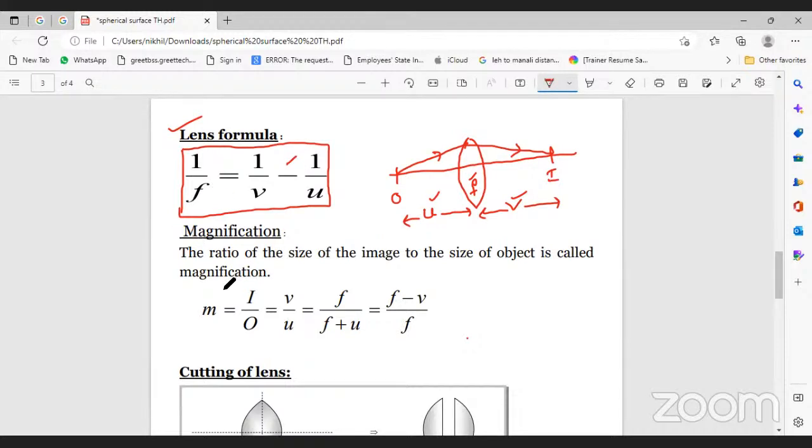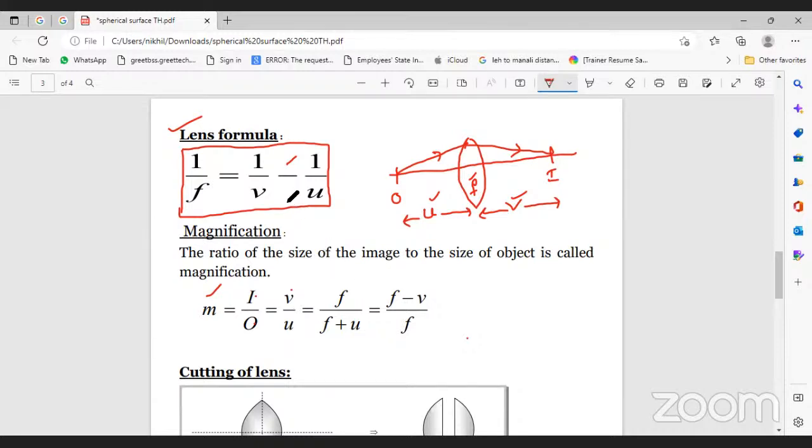And how do you define the magnification? As in the mirror, in the lens also it is the same. It is size of the image by size of the object, or image distance by object distance. But in the mirror, we write a minus sign here. Have you remembered? Yes, sir. In the mirror, we get minus v by u. But in the case of a lens, it is just v by u.